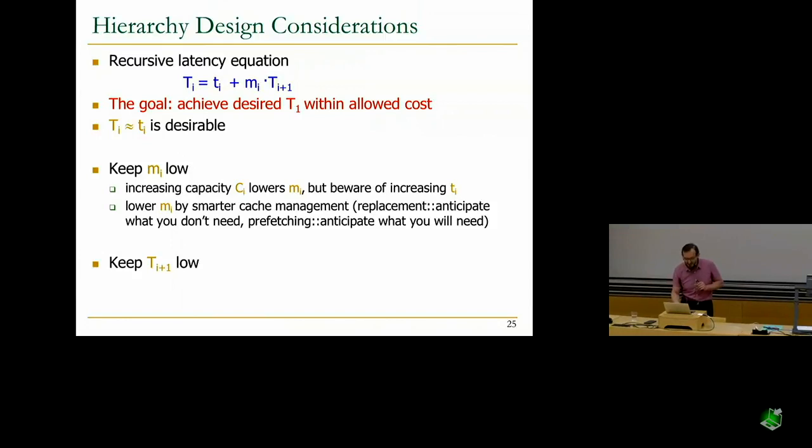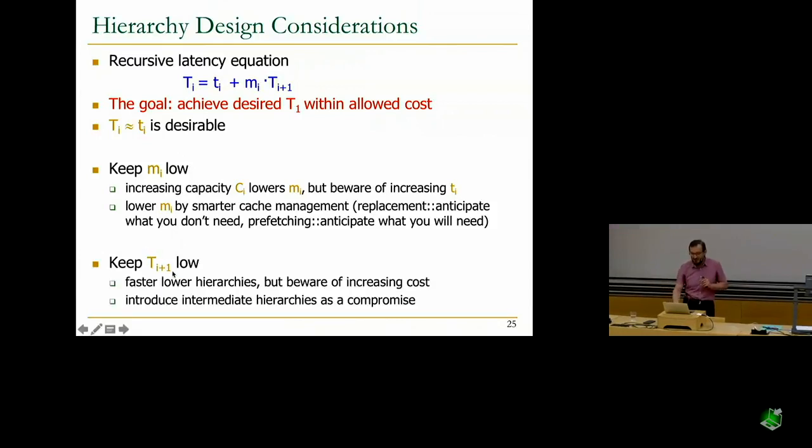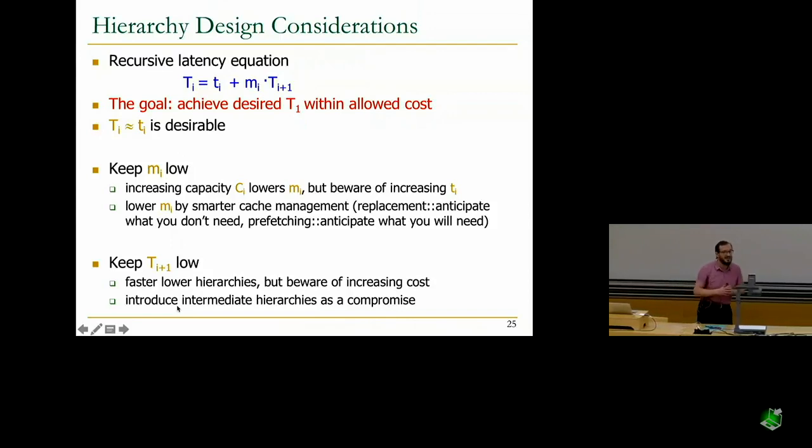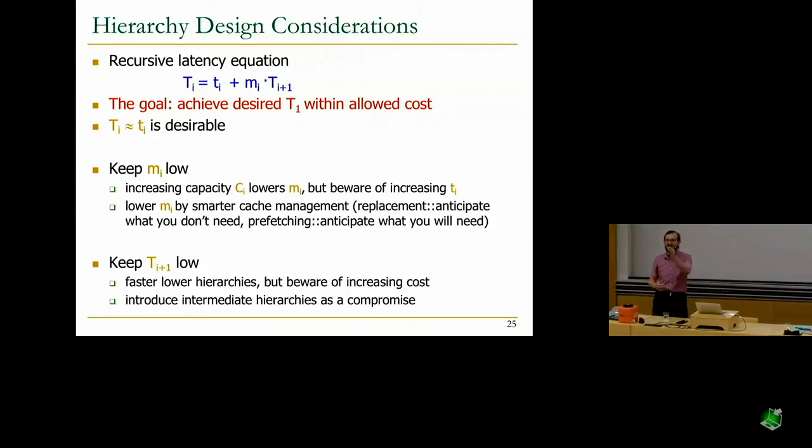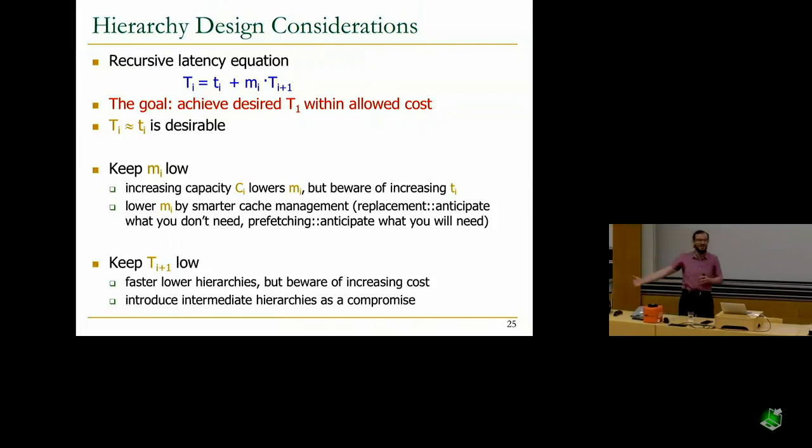Okay, if you want to keep the perceived access time of the next level low, then you want to make the lower hierarchies or outer hierarchies faster. But if you want to make them faster, now you're increasing the cost. There's another equation over here that we didn't talk about, cost, right? There's a within-allowed cost over here. And as a result, you usually introduce intermediate levels to compromise. As a result, what we have today is an L1 cache, L2 cache, L3 cache, L4 cache, and a main memory. Right.